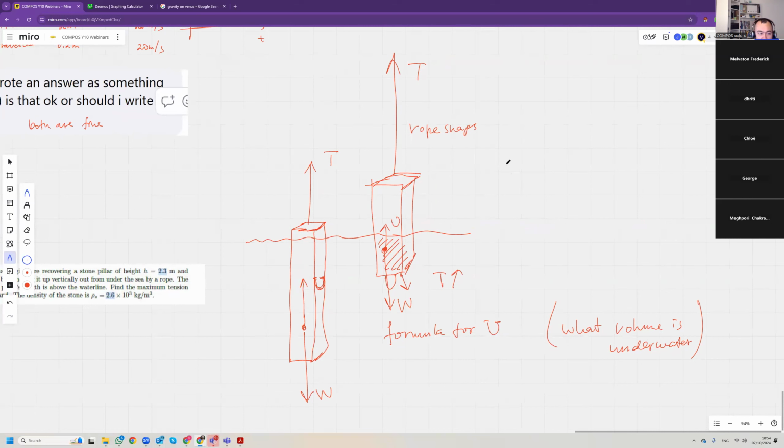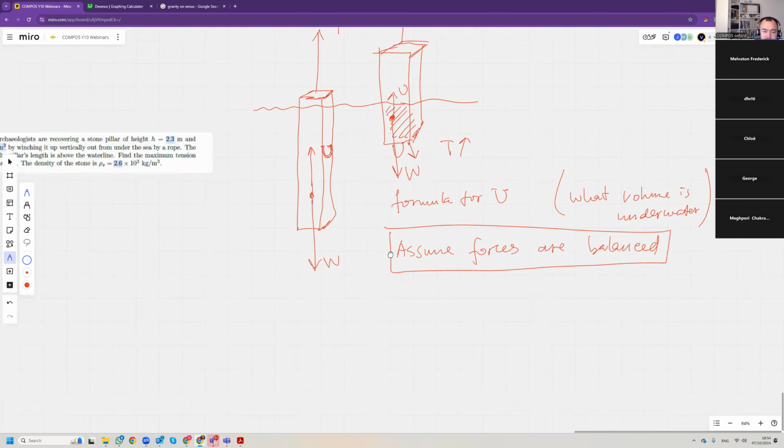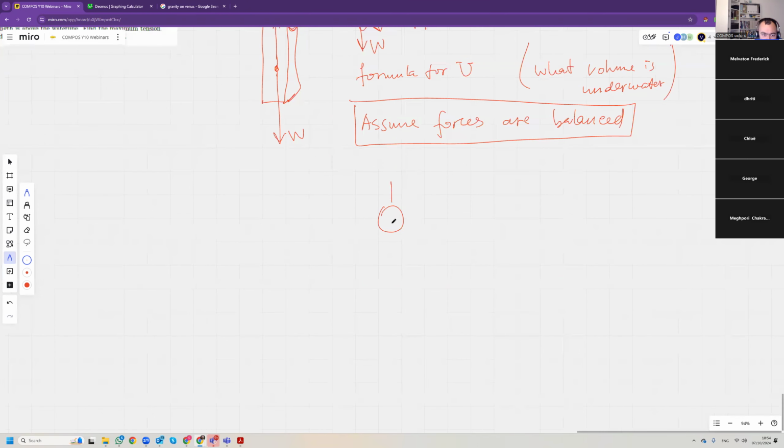And you always have that the forces are always balanced. That's a very important one. Assume forces are balanced. That's important. I hope you understand what balanced forces are. So if you have 20, 10, and 10, that's balanced, right? 10 newtons, 10 newtons, 10 newtons. Hope that helps.